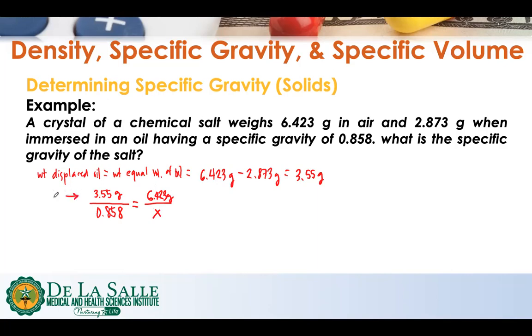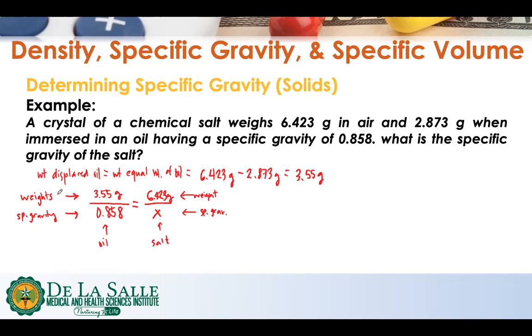Take note that the numerator here represents the weights and the denominator here represents the specific gravity. Now, of course, you can interchange these two, but they should always be the same as the other side of the equation. So this should still be a weight and this should be a specific gravity. Another thing that you have to remember is that this portion of the equality refers to that of the oil, and this one is for the chemical salt.